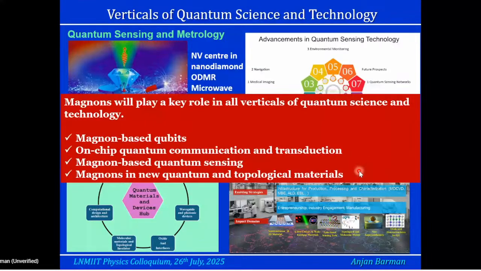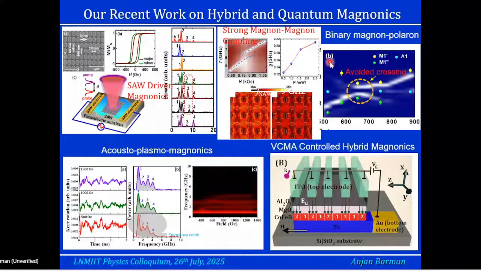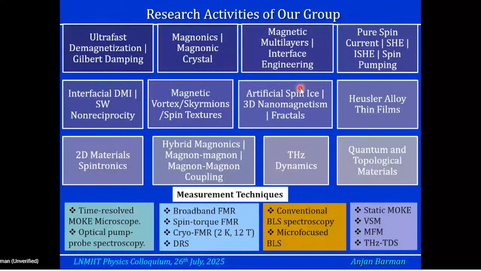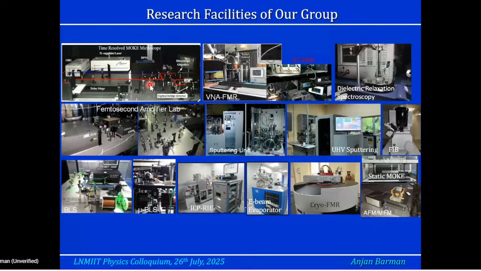And these are some of our recent results on hybrid and quantum magnonics, which are published in very high impact journals. These are the research activities of my group, different things starting from ultrafast demagnetization to different materials. These are indigenously built techniques in our labs. These are photographs of the time resolved MOKE, FMR system, dielectric relaxation spectroscopy, femtosecond amplifier lab, Brillouin light scattering, microfocus Brillouin light scattering, sputtering. This is reactive ion etching, e-beam evaporator, cryo-ferromagnetic resonance, and so on.